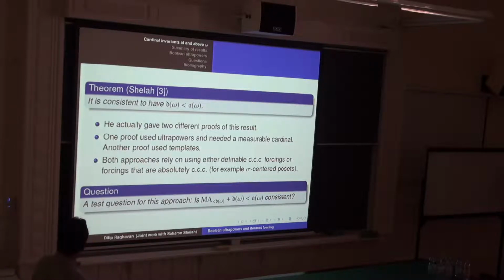It's a well-known result of Shelah, I think from around 2000, that D omega is consistently smaller than A omega. And this result was the starting point for our work. He actually gave two different proofs of this result. One proof was using ultrapowers. You have some forcing iteration, and you repeat the process of taking ultrapowers of this by some kappa complete ultrafilter. That needed a measurable cardinal, and then later he managed to eliminate the measurable cardinal and gave a proof just from the consistency of ZFC using a method called the method of templates. I'm not going to say what that is because I don't really need it.